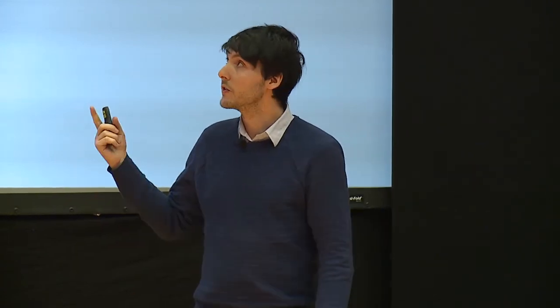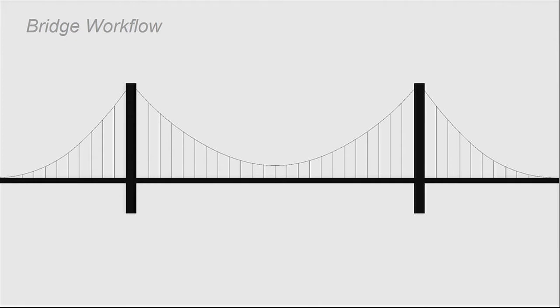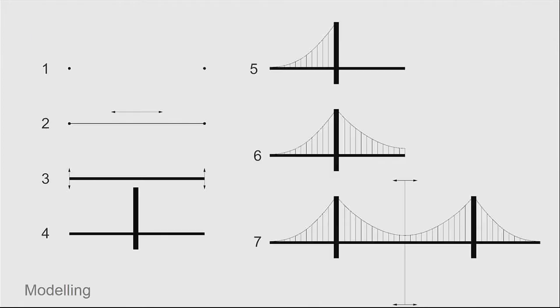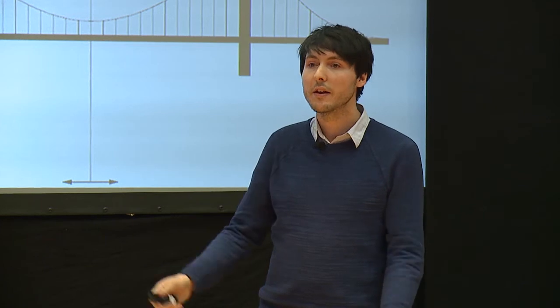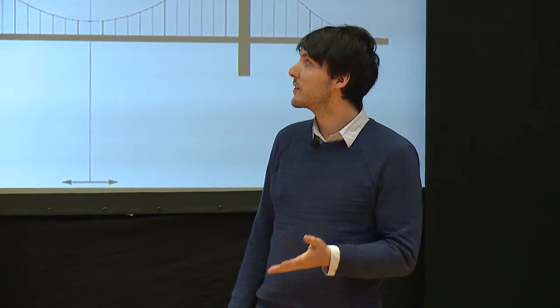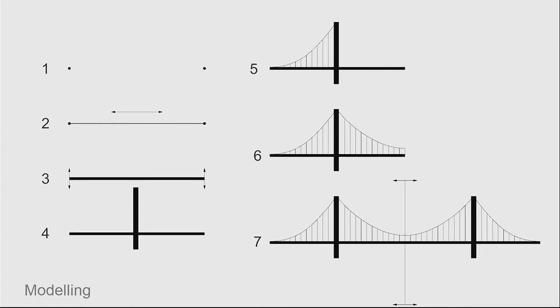I think from the way we approach it at nTopology, we're trying to mix both generative and parametric. And so I'm going to use a simple example of a bridge workflow and go through it, right? If you were to model this bridge, you would start by placing a couple of points, then you'd connect those points with a line, extrude that line to make a surface, et cetera, and model that.